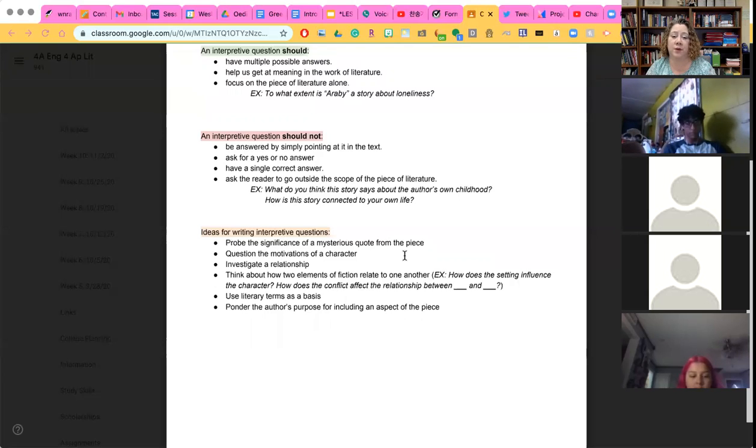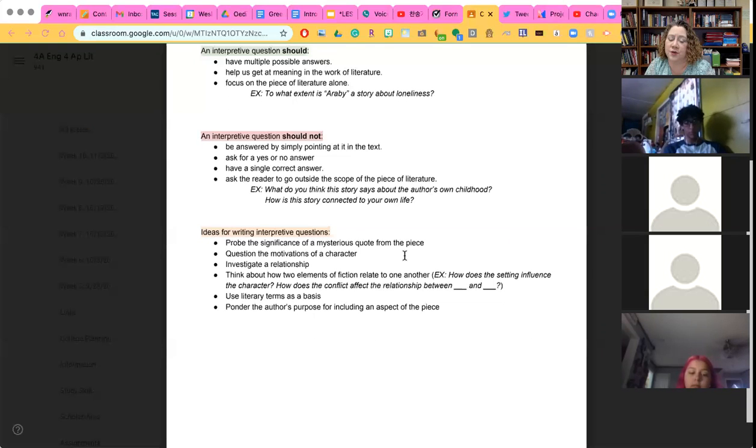You could also question the motivations of a character, right? Think about the different characters and what makes them act the way they do. Why did Gregor's father, whatever? Investigate a relationship. How would you characterize the relationship between this character and that character? Because people will have different viewpoints on that, right? Think about how two elements of fiction relate to one another. In other words, how does the conflict affect the relationship between these two?